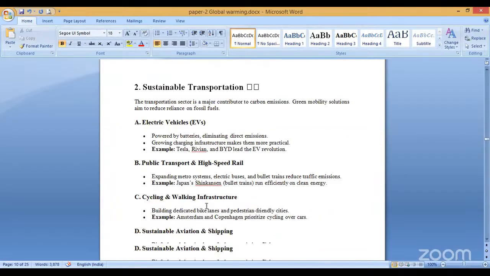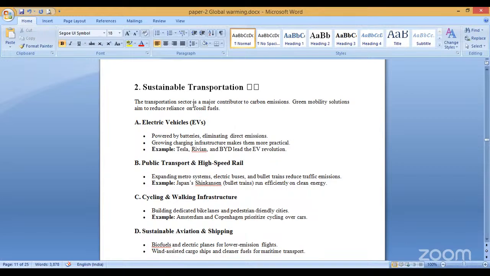Coming to the next one, sustainable transportation. The transportation sector is a major contributor to carbon emissions. Green mobility solutions aim to reduce reliance on fossil fuels. One sustainable option is electric vehicles powered by batteries, eliminating direct emissions, and growing charging infrastructure makes them more practical. Tesla and Rivian are examples of the EV revolution.